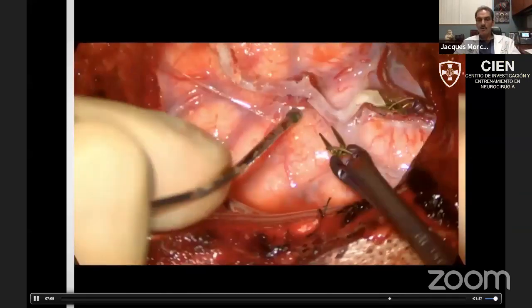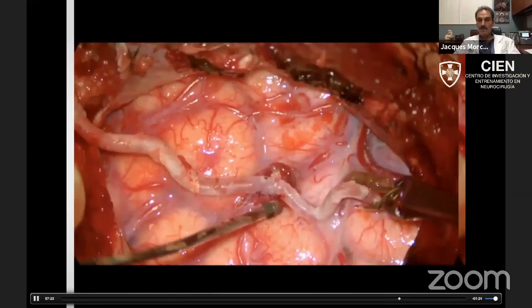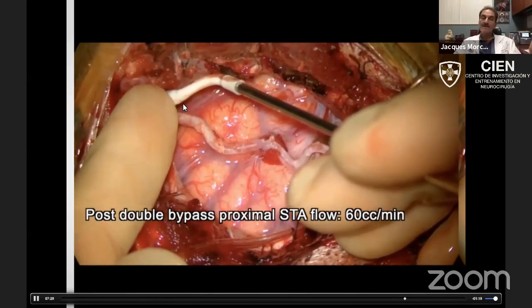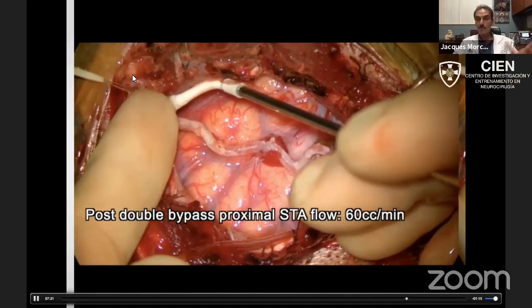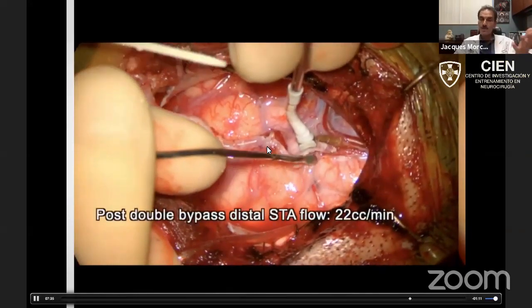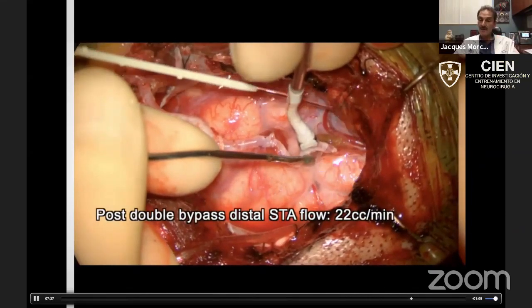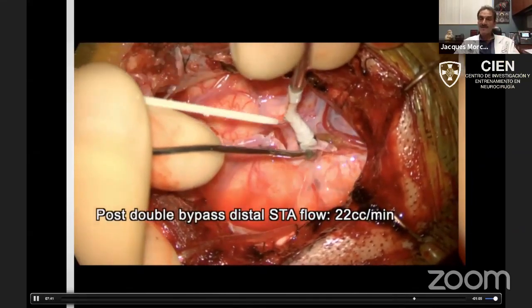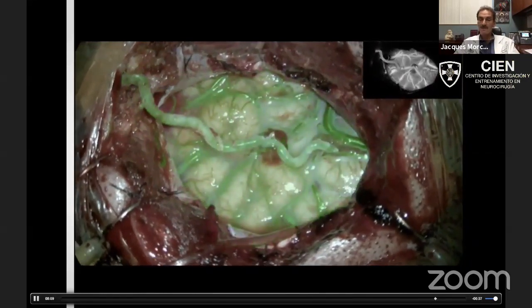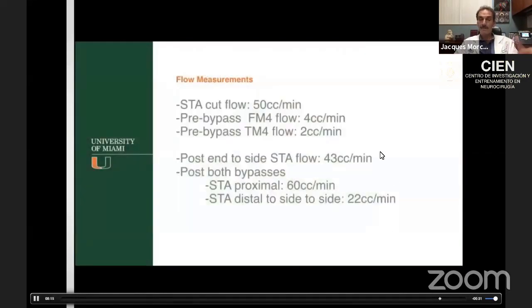And we're going to do the flow, and you will see the flow is 60 cc per minute. That's higher than the cut flow of 50 cc per minute. Why? Because I did a double bypass. So that's a way to give the brain more perfusion. So that's my current preferred way of doing these ischemia or bypass for Moyamoya or ischemia bypass.